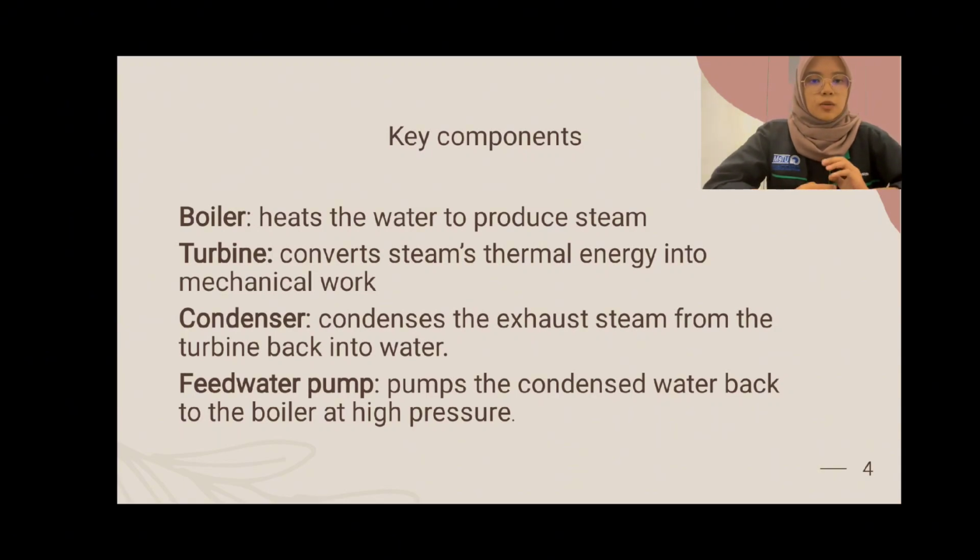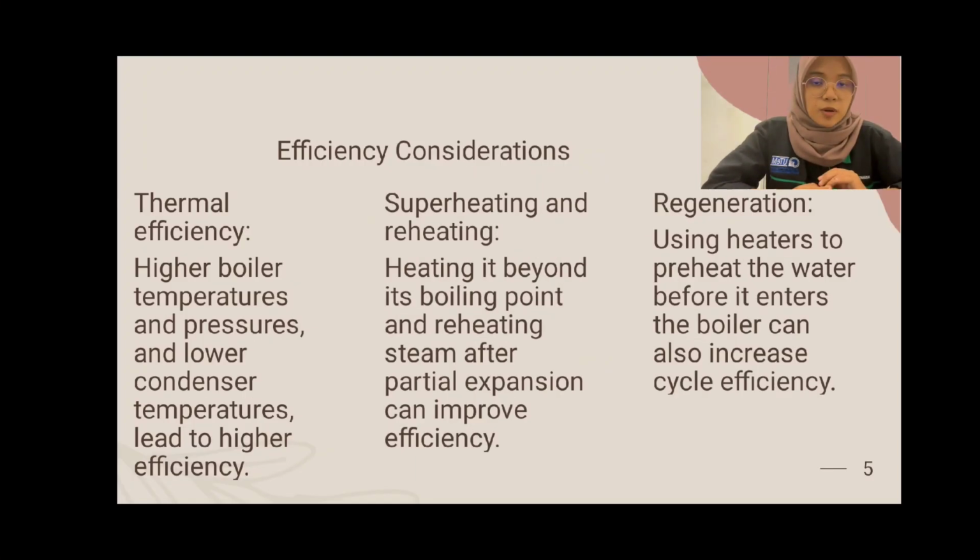Other than important components, we also consider the efficiency of power plants. There is three consideration, which is thermal efficiency, means higher boiler temperature and pressure, and lower condenser temperature leads to higher efficiency. Then superheating and reheating. Heating the steam beyond its boiling point and reheating steam after partial expansion also can improve efficiency. Lastly, regeneration, which is using heaters to preheat the water before it enters the boilers, can also increase cycle efficiency.